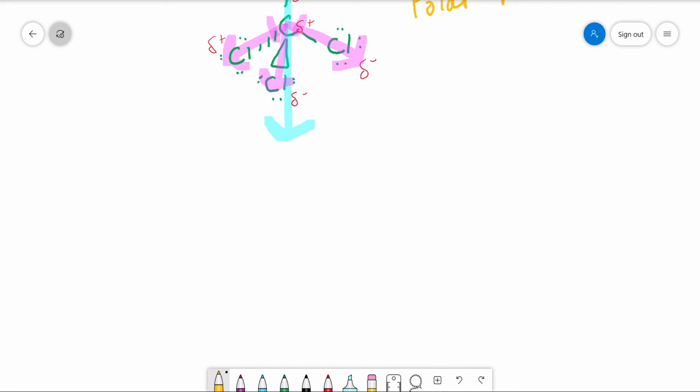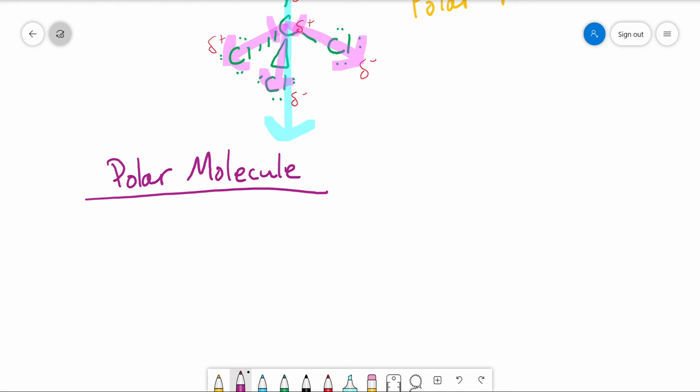So let's just summarize here. For a polar molecule, to have a polar molecule, you have to have polar bonds and asymmetry in the molecule.